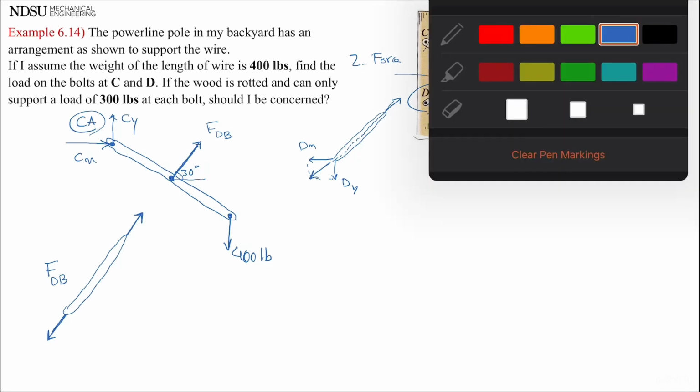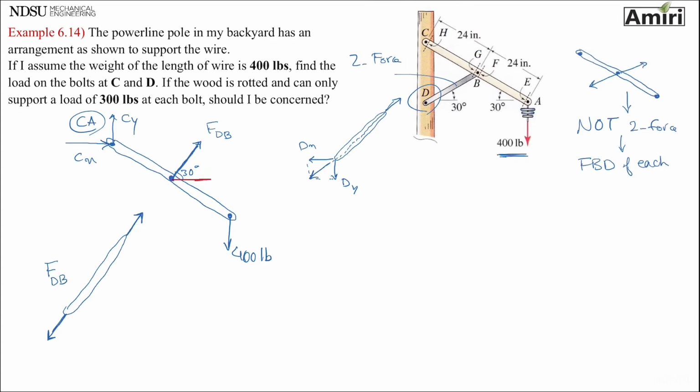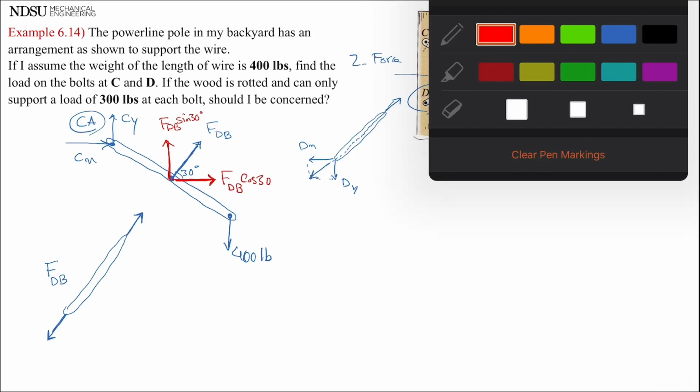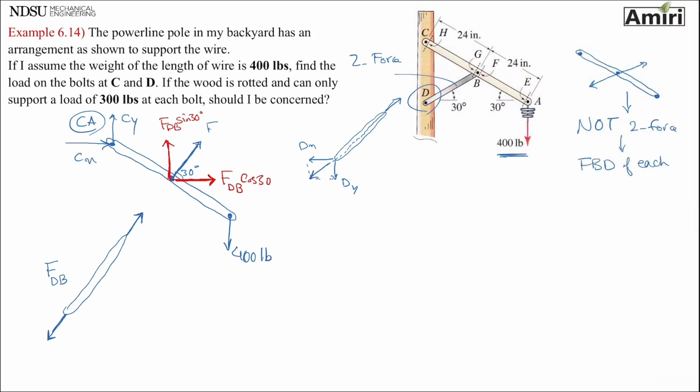So before we go too much further, let me do this. F_DB cosine 30 and F_DB sine 30. Okay. All right, now all of my forces are either in X or in Y. Let me get rid of this. Okay, so now it's much easier.